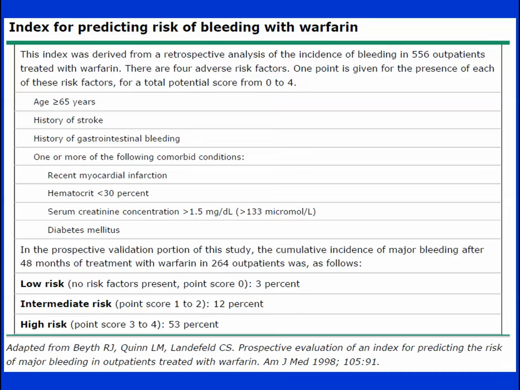This is a scale for predicting the risk of bleeding on warfarin, and you add up the number of risk factors for a range from 0 to 4. If there's no risk factors, then the risk is 3%. If there's 1 to 2, 12%. And if it's 3 or 4, 53%.